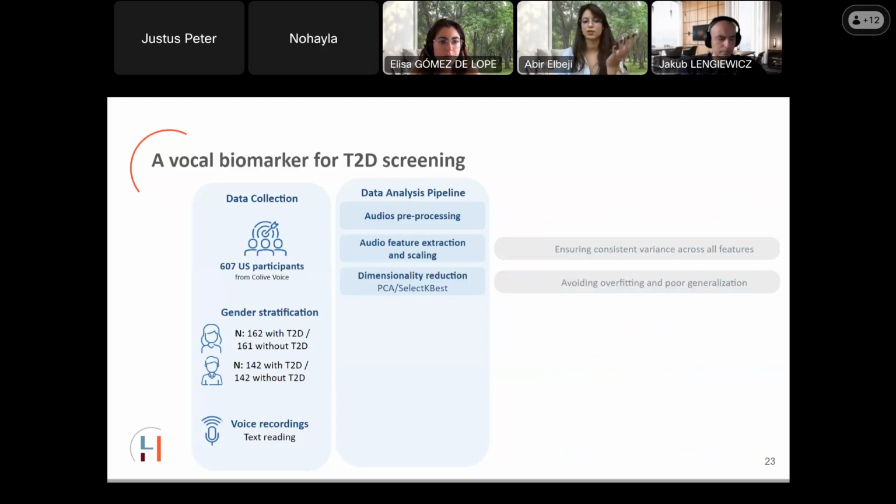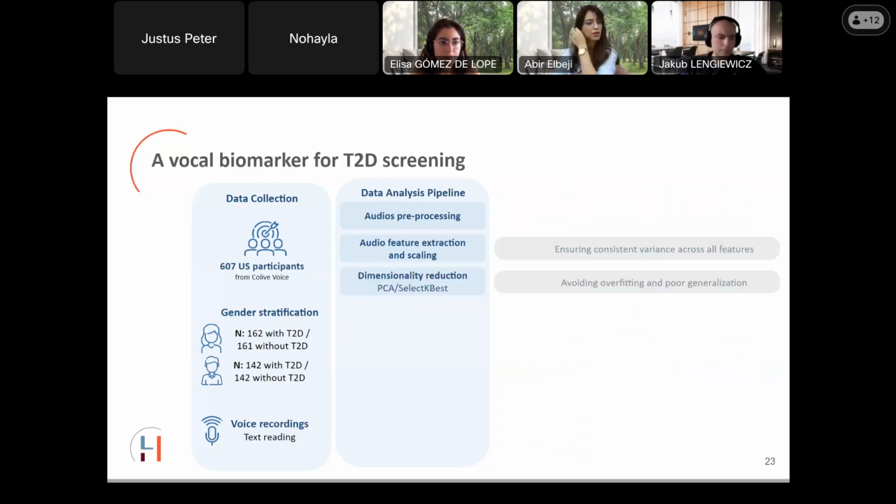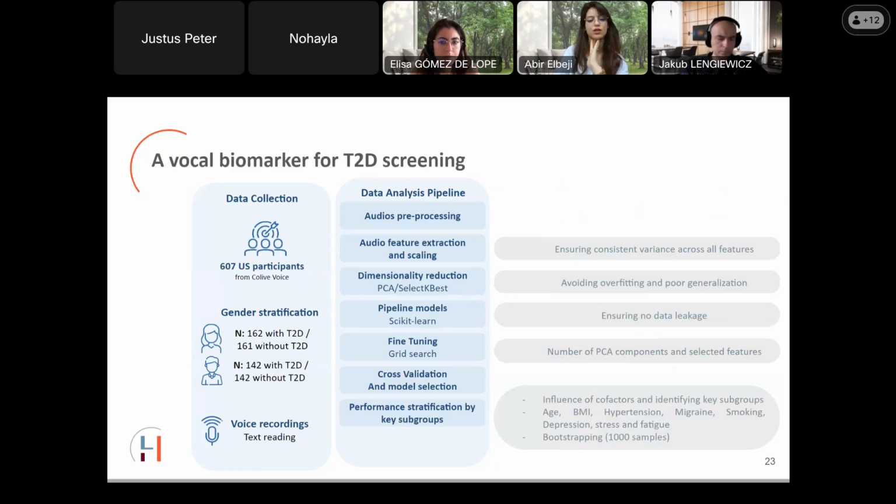We then reduced the dimensionality. You could see that the number of features from OpenSmile and the embedding dimension is quite high, so we need to reduce the dimensionality to avoid overfitting and poor generalization. We used PCA for BioLS embeddings and SelectKBest for OpenSmile. We used pipeline models to ensure no data leakage, and we fine-tuned different machine learning algorithms with grid search, and we did cross-validation to evaluate the algorithms, and we selected them based mainly on sensitivity and specificity.